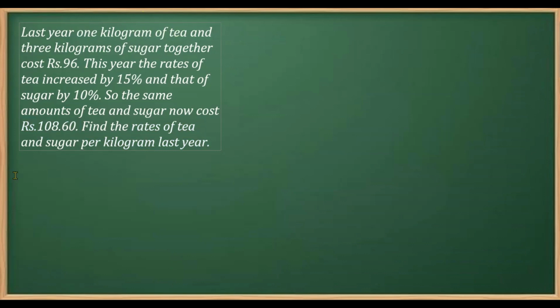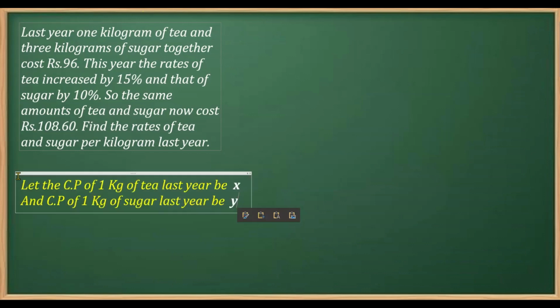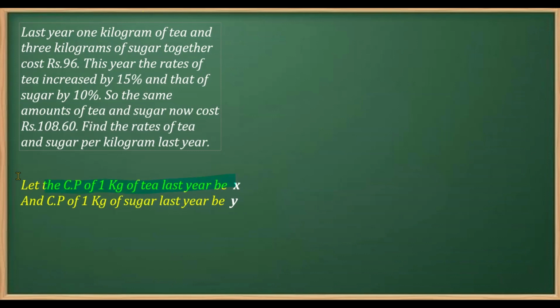Similar to the previous question, here also we will begin with writing the statement. I've taken the CP of 1 kg of tea last year as rupees X, and that of 1 kg of sugar as rupees Y. Now let's begin with writing the equation for last year. For 1 kg of tea, it should be X only, because the price is X and quantity is 1. And then for 3 kg of sugar, the price is Y and the quantity is 3.